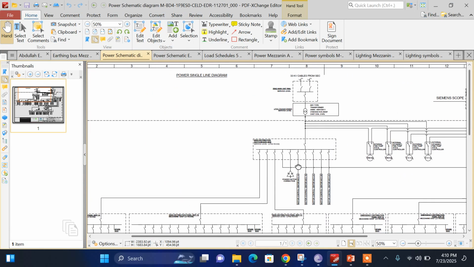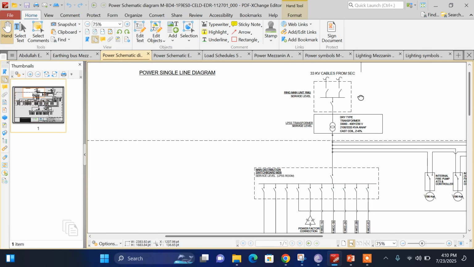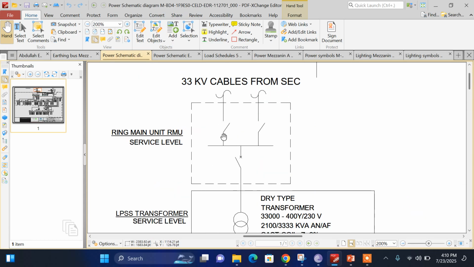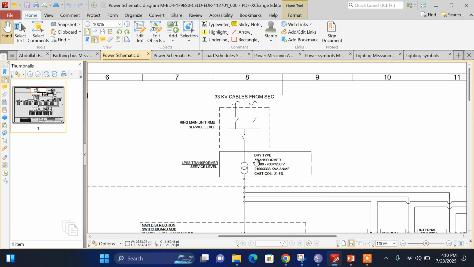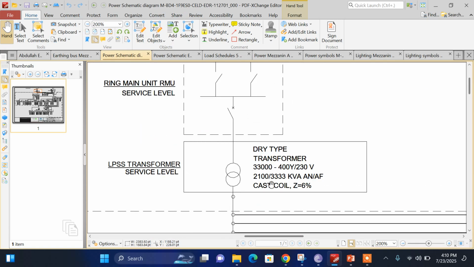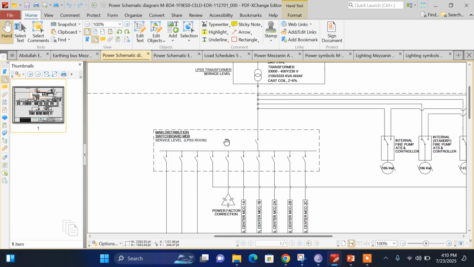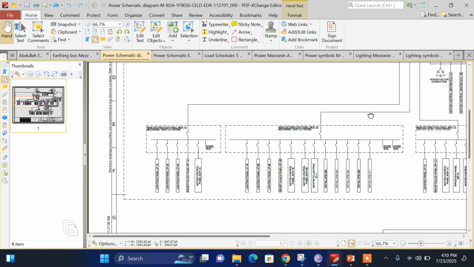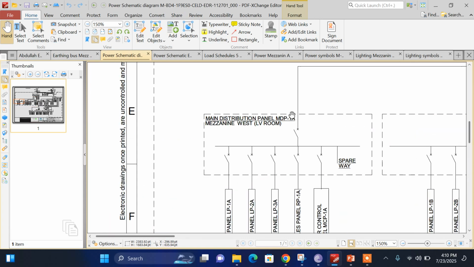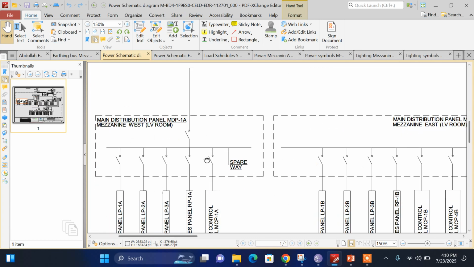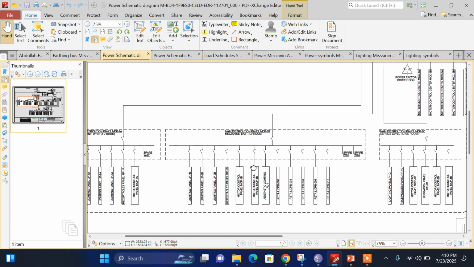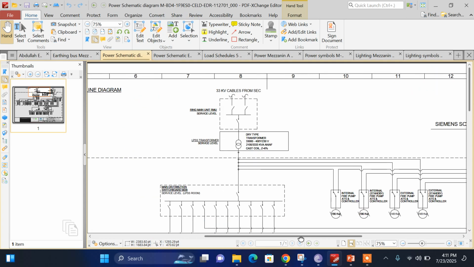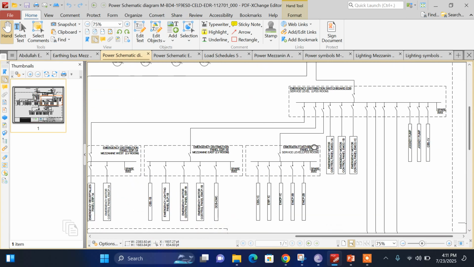Even in the previous lecture we have covered this one, but as you can see, here we have the 33 kilovolt cable coming from SEC, and then we have the ring main unit, then we have the step-down transformers. All of its ratings are given here. Then we have the main distribution board, and from the main distribution board it is going to the sub main distribution board. This is the incomer, and these are the feeder cables. Then we have the incomer and the feeder circuits. So this is how you have to understand the single line diagram.